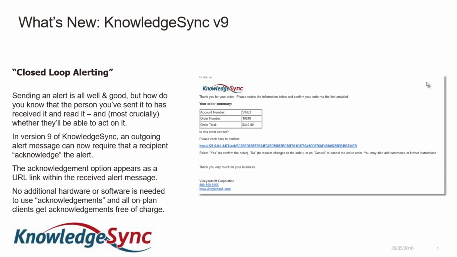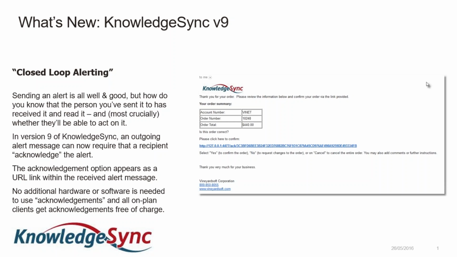Consider an order confirmation. KnowledgeSync is frequently used to monitor for orders that are entered into an ERP or CRM system, and then KnowledgeSync triggers an alert message, typically an email sent back to a customer containing details of the order that was placed. You might wish to allow a customer receiving such an email to acknowledge receipt of it and specify whether or not the details of the order are correct as they stand.